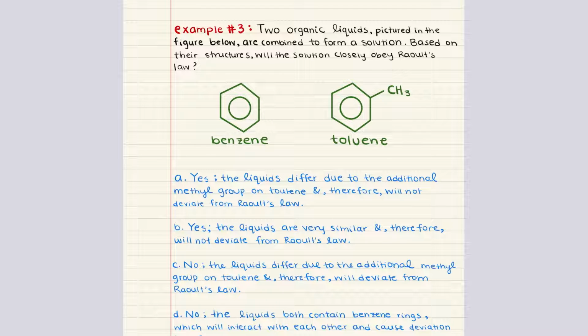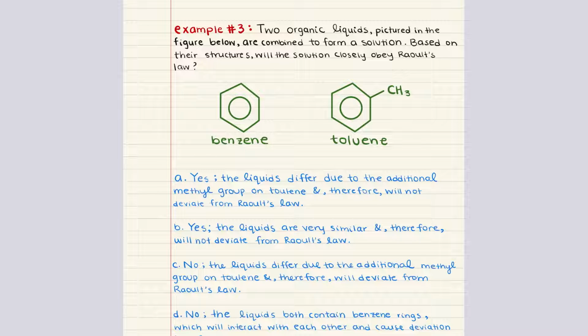So this problem is asking us whether a solution of these two organic liquids, benzene and toluene, will closely obey Raoult's law based on their structures. Now, Raoult's law states that the partial vapor pressure of each component in an ideal solution is going to be directly proportional to its mole fraction in the solution. Now, an ideal solution obeys Raoult's law under two conditions. The first one is that the intermolecular forces between the molecules of different components are similar to those between the molecules of each component. The second condition is that the components have very similar molecular sizes and structures.